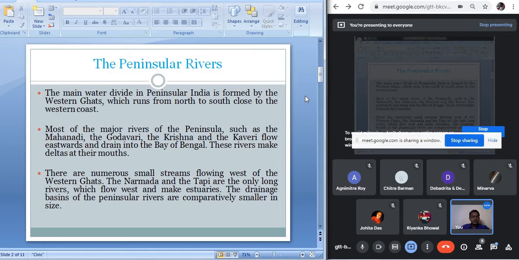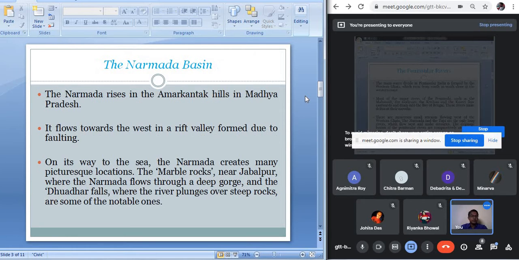But out of these six major peninsular rivers, two rivers, the Narmada and the Tapi, are the west flowing peninsular rivers. They flow towards the west and drain their water in the Arabian Sea. Whereas the Godavari, the Mahanadi, the Krishna and the Kaveri are the other large peninsular rivers which drain their water in the Bay of Bengal. That means they are the east flowing peninsular rivers.